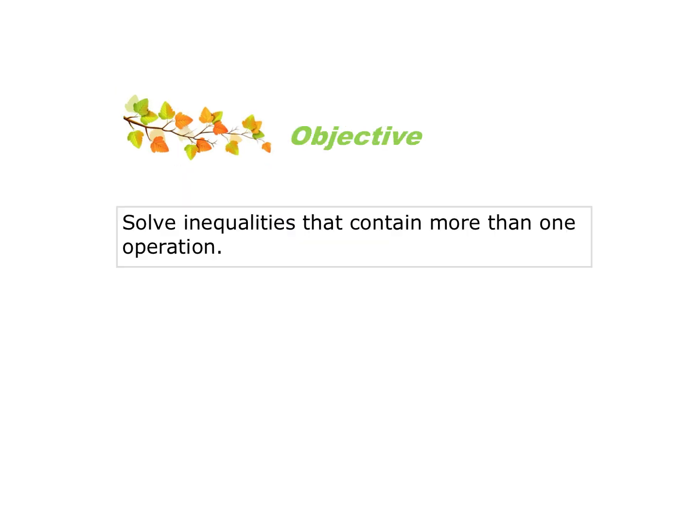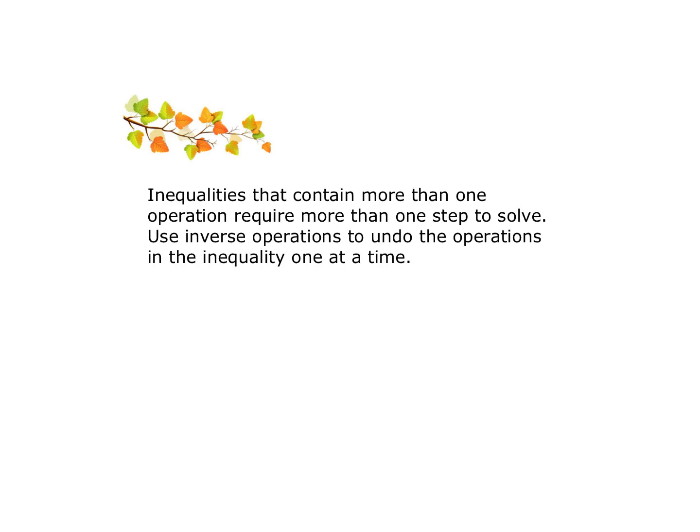So our objective for today is to solve inequalities that contain more than one operation. Inequalities that contain more than one operation require more than one step to solve. Use inverse operations to undo the operations in the inequality one at a time. Again, this is just like solving equations like we've been doing, but instead of an equal sign, we have an inequality sign, and the only difference is it flips if you multiply or divide by a negative.